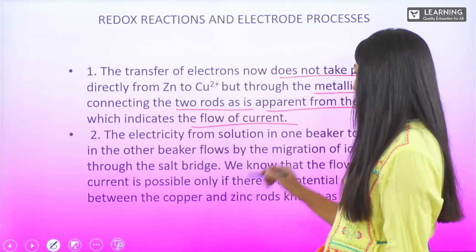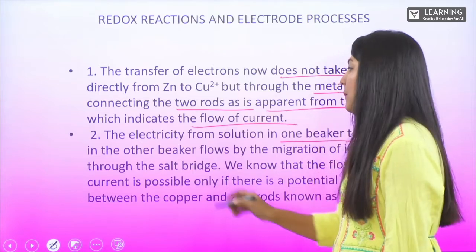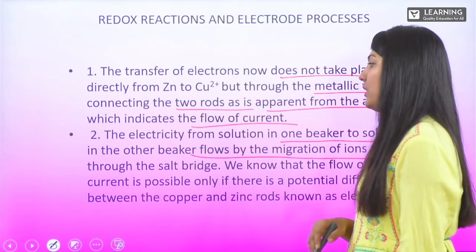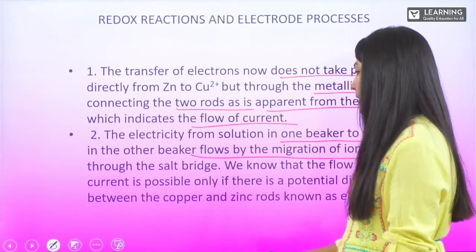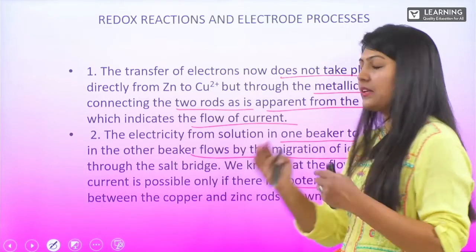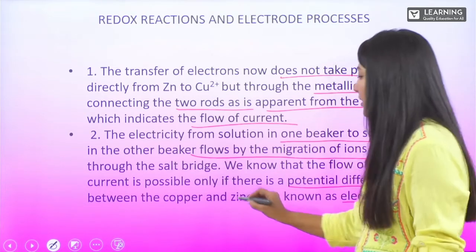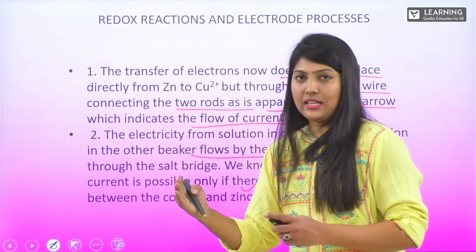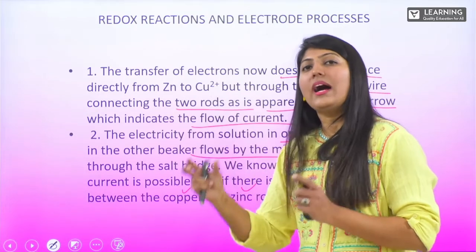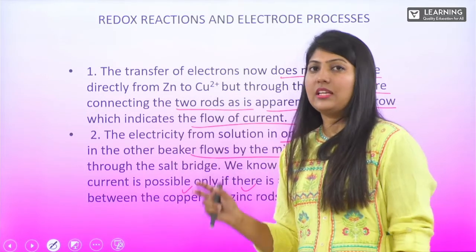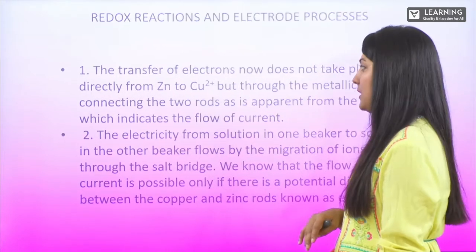The electricity from the solution in one beaker to the solution in the other beaker flows by the migration of ions through the salt bridge. We know that the flow of current is possible only if there is a potential difference between the copper and zinc rods as electrodes. Here the zinc and copper rods act as electrodes. If we have to have a current flow, then we need to have some difference in potential. If the electrode potentials are equal, then there is no flow of electric current.